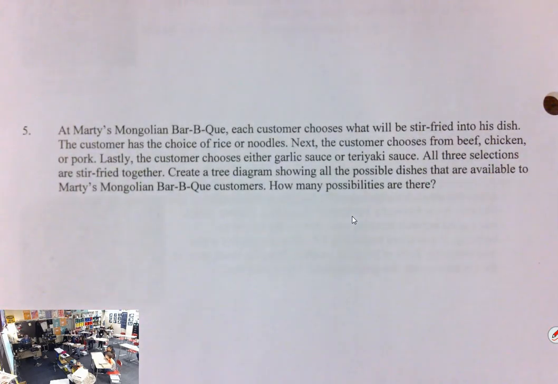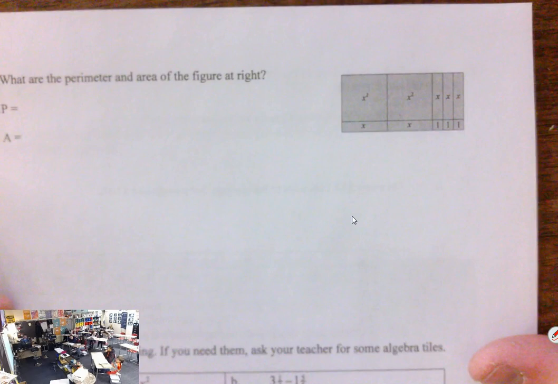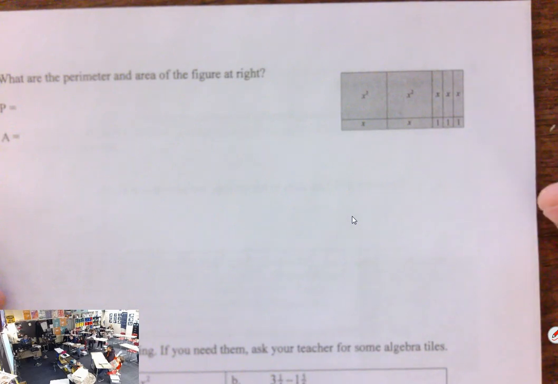At Marty's Mongolian barbecue, you have to calculate how many total possible options there are. If you've ever been to Mongolian barbecue, you get your bowl, you choose your thing. Remember the tree diagrams we did to talk about total possible options with the ice cream? Remember from last test, perimeter and area of a shape involving those algebra tiles? You've got to remember how to do that. In my opinion, this is easier than the last one.